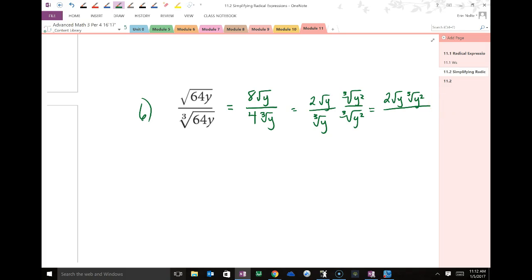Why did it get squared? Because the only way for me to get rid of the cube root is to have y cubed, right? So what's y times y squared? Y cubed, right? So that's how we get the y cubed, and the cube root of y cubed is y. If I only multiply it by 1, I'd only have a y squared in the bottom.